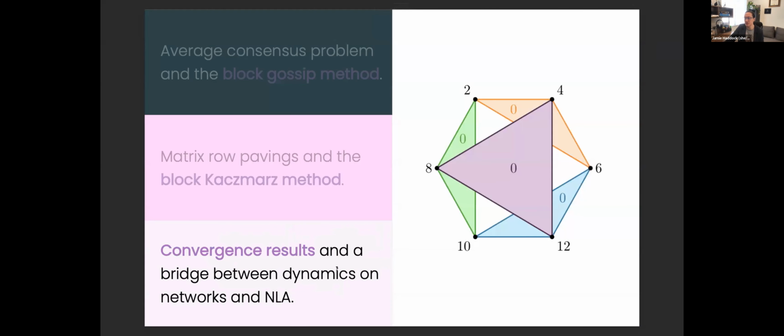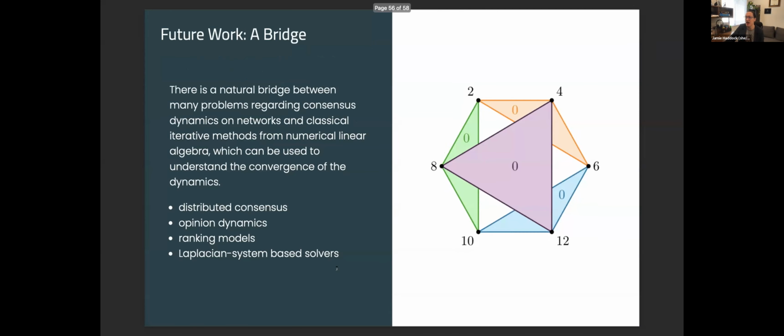Okay, so that's the convergence result. Let me briefly comment on some future work. It's well known that there's a natural bridge between many problems regarding consensus dynamics on networks and classical iterative methods from numerical linear algebra. In particular, I'm hoping to further use this bridge to deal with more complex models coming from dynamics over networks. So, this could be distributed consensus. There's many relevant models in opinion dynamics coming from ranking models, or just generally, there's a lot of reasons to be interested in Laplacian systems, even just for general linear solvers.